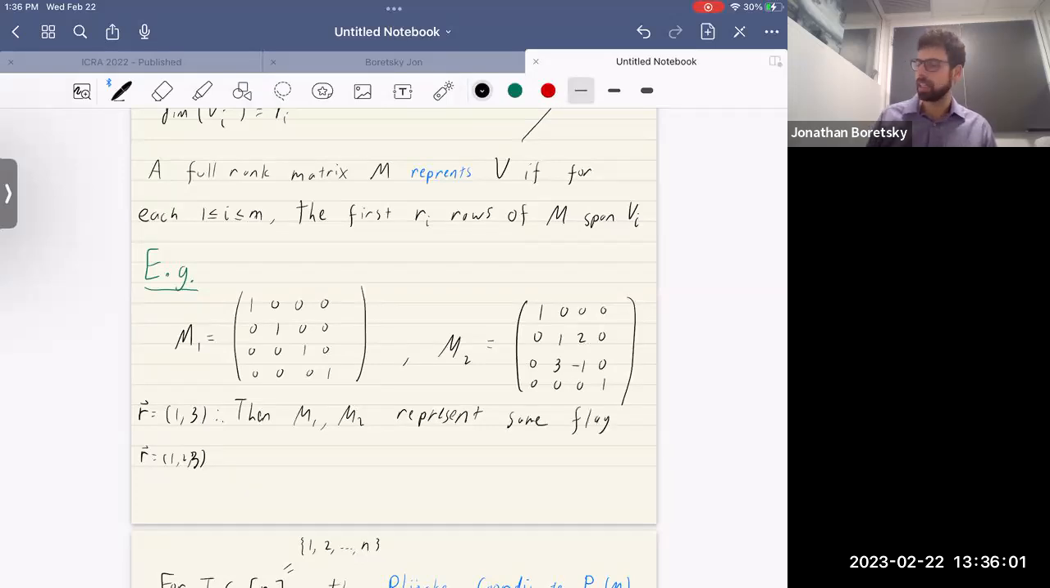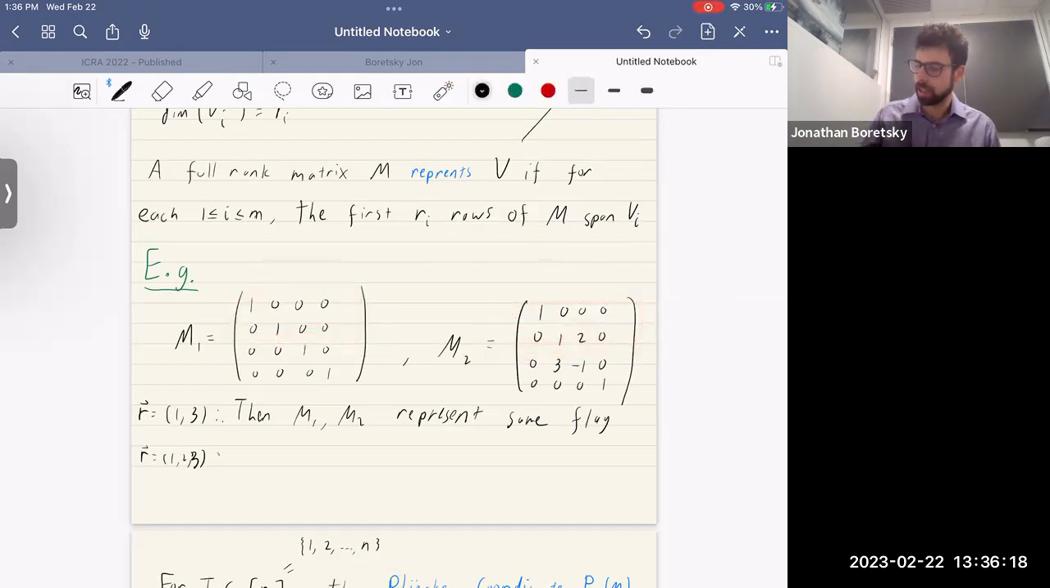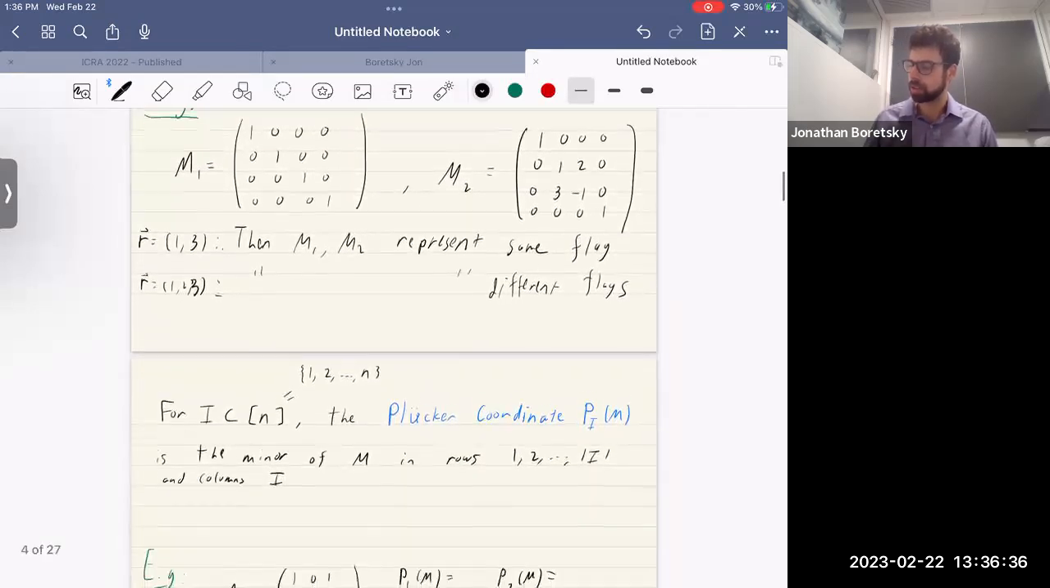On the other hand, if you think of these as flags of rank 1, 2, 3, so now we also have to look at the top 2 rows, it is easy to see that M1 represents the span of the first 2 unit vectors, whereas M2 does not. It's got a 2 in that 3rd column on the 2nd row. So this 2 is causing us problems. In this case, then, M1 and M2 represent different flags. All this to make the point that flags can have multiple representatives, and also the rank really does matter. Somehow the object we're looking at is the matrix, but the rank is somewhere in the background doing important work.